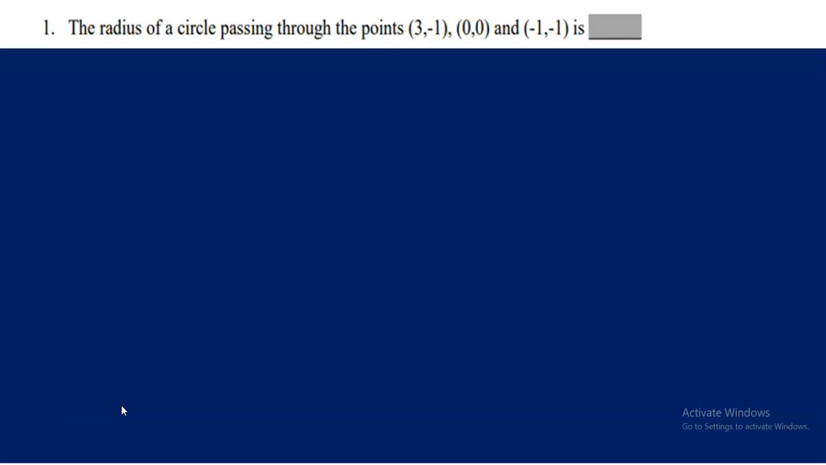Okay, now again, let's proceed to the next one. You see here, we are coming to the fill in the blank part. We have already completed the multiple choice part.